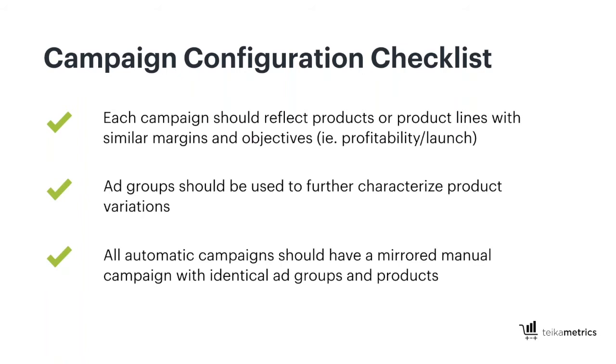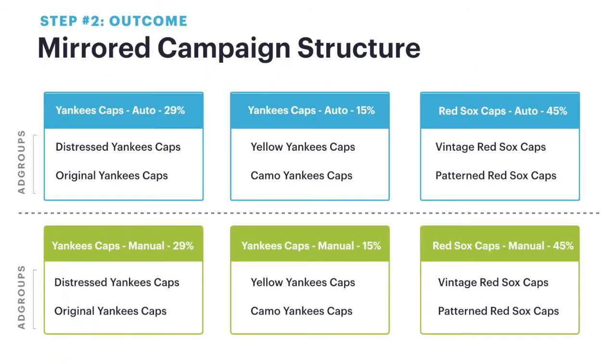Your ad groups should be used to further characterize your product variations. So if you have different sizes, let's say all of those Yankees caps are in one campaign, and they have different sizes but all the same margin, they can be broken down by ad group, because that's really going to allow you to make those variations more targeted. And then lastly, all automatic campaigns should have a mirrored manual campaign with identical ad groups and products. So let's quickly show you what that outcome looks like.